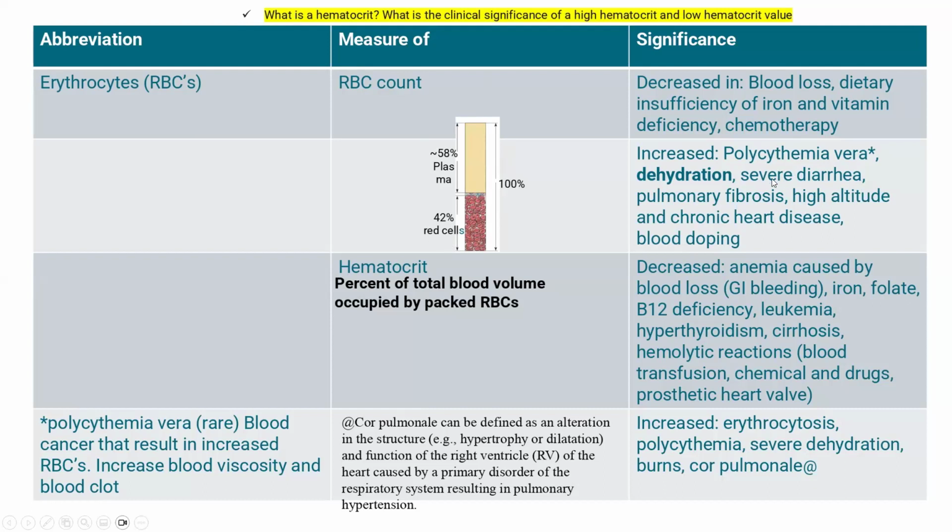Pulmonary fibrosis, high altitude: somebody went up on a mountain, and there are some adaptations which happen for people, especially in the first 72 hours when they move to a high altitude above sea level. Chronic heart disease, blood doping. Hematocrit is the percentage of total blood volume occupied by packed RBCs.